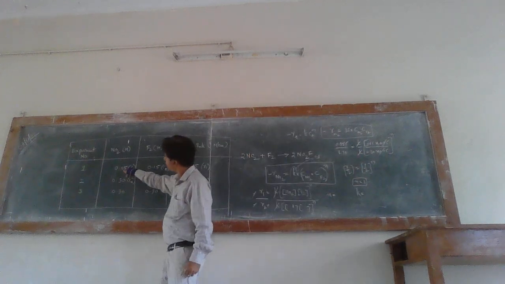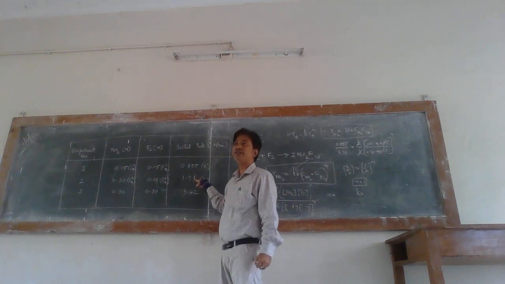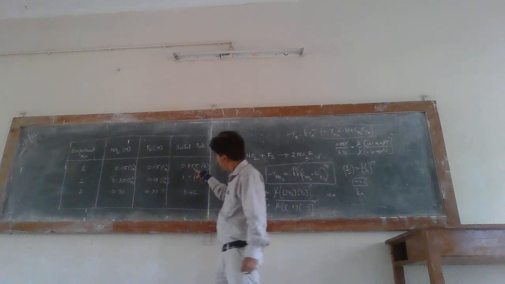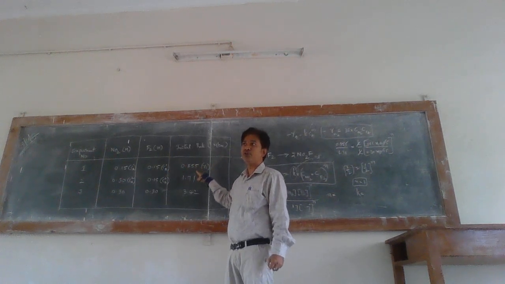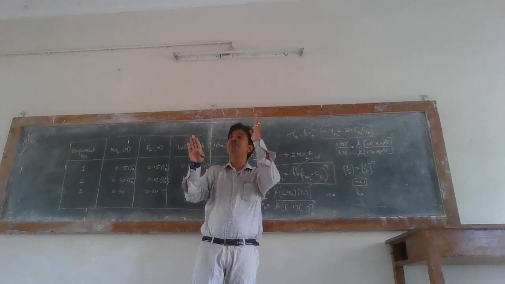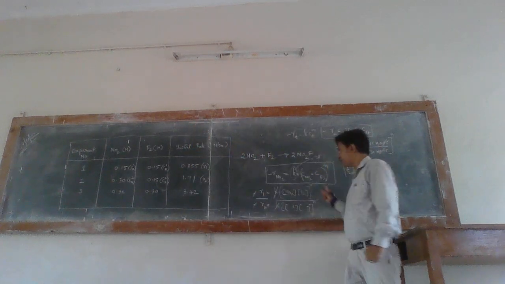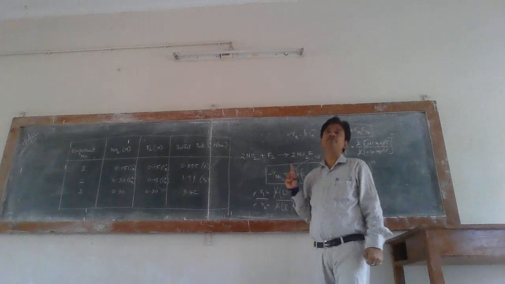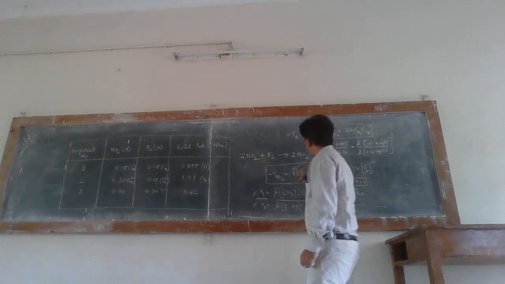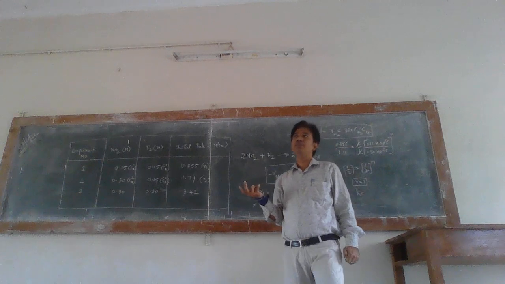Just look at the concentration. If it is doubled, rate is doubled. Just check the values. Concentration is doubled, rate is doubled. Just multiply with 2, you will get this. Multiply with 2, you will get this. That means I am doubling, rate is doubling. I am tripling, rate is tripling. First order reaction. No need to calculate, n equal to 1. Very simple. And once you know n equal to 1, you substitute here, you will get the k value. Very simple.